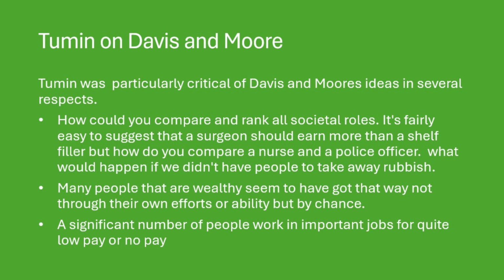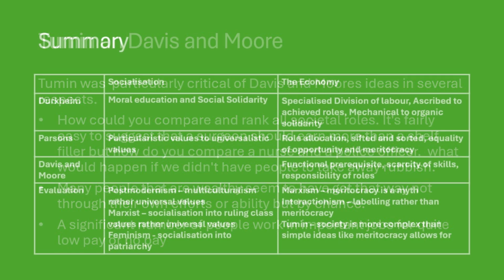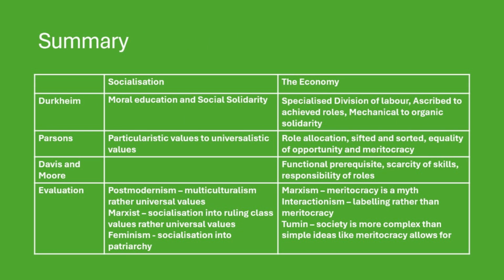He argued that many of the super wealthy had inherited their wealth, and not gained it through effort or ability, in a meritocratic way, and he argued that many in society, such as mothers or priests, are not at all motivated by monetary rewards. His arguments undermine Davis and Moore's central idea of meritocracy. This slide is just a short summary of what has been discussed, which you might find useful.